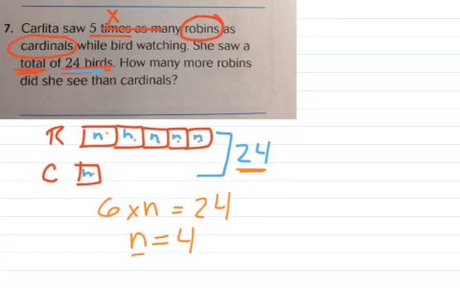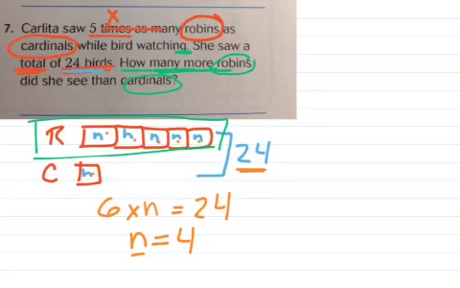My problem wants to know how many more, which is going to be subtraction, so how many more robins did she see than cardinals? In order to be able to figure that out, I have to figure out how many robins I have. So I need to figure out what my r is equal to. I know that each of my n is equal to 4. So I'm going to replace all of those n's with my number 4.